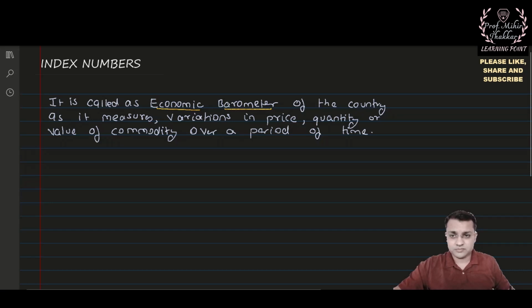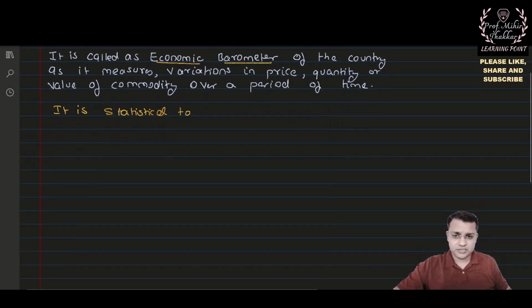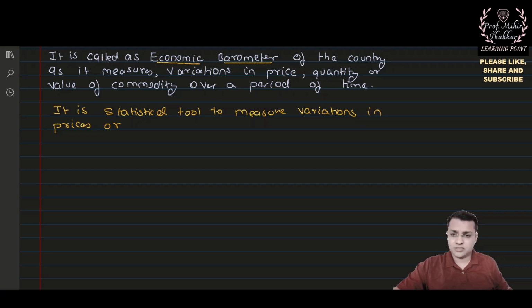So we say over here, it is a statistical tool to measure variations in prices or quantity of commodities for a given period of time.